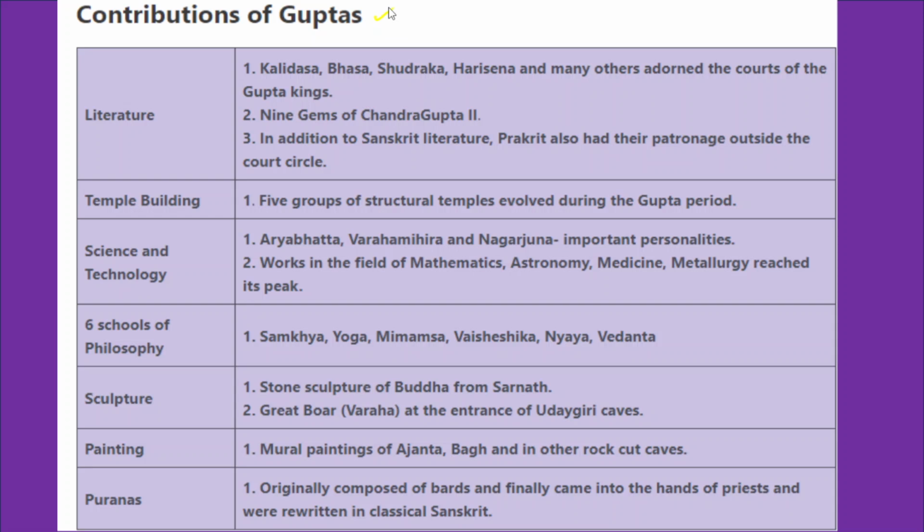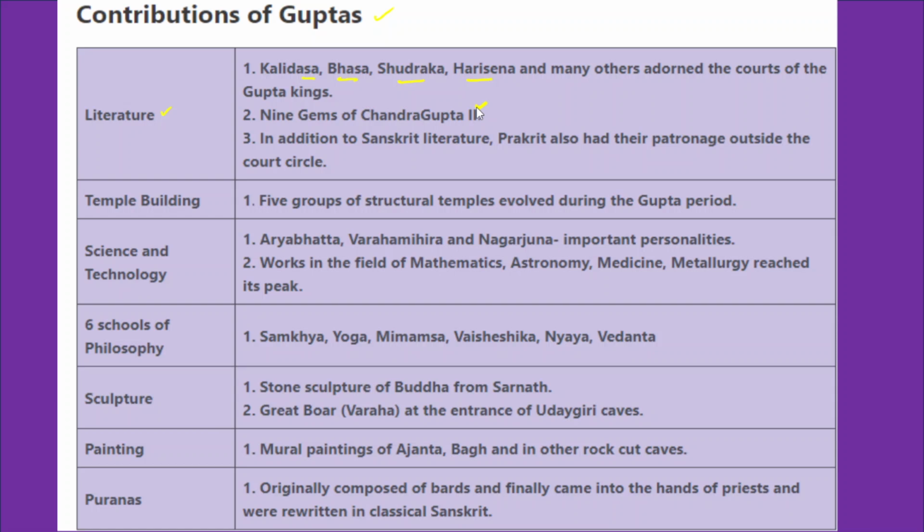So if you look at the contributions of the Guptas, they have made a remarkable contribution in terms of culture and heritage, particularly in the field of literature, temple building, science and technology, philosophy, sculpture, painting and Puranas. In literature, most famous poets like Kalidasa, Basa, Sudraka and Harisena belong to the Gupta period. They adorned the courts of Gupta kings. And the most famous nine gems also belonged to the court of Chandragupta II.